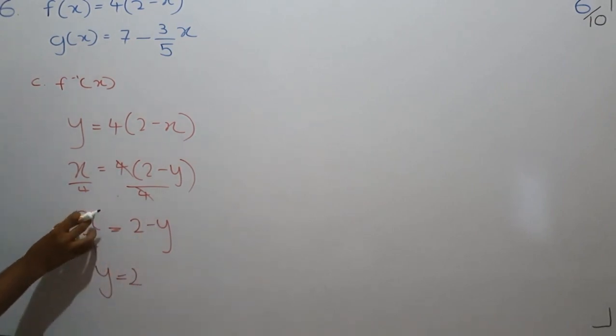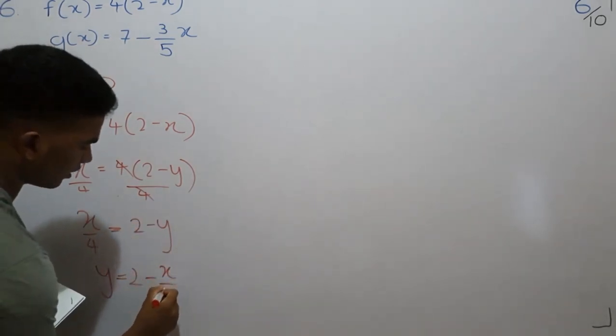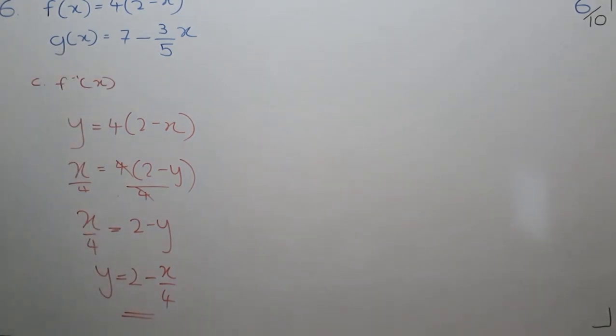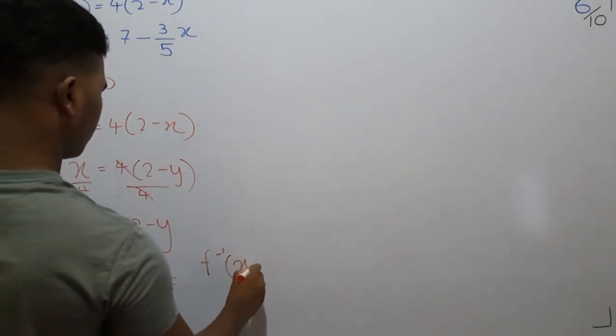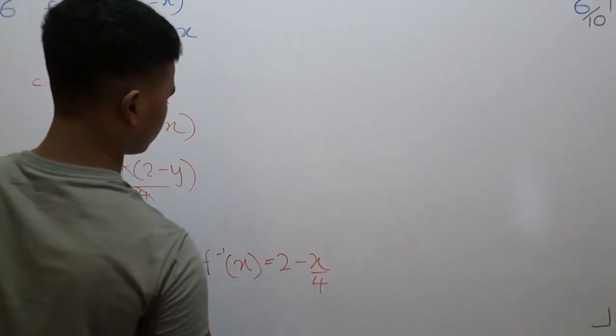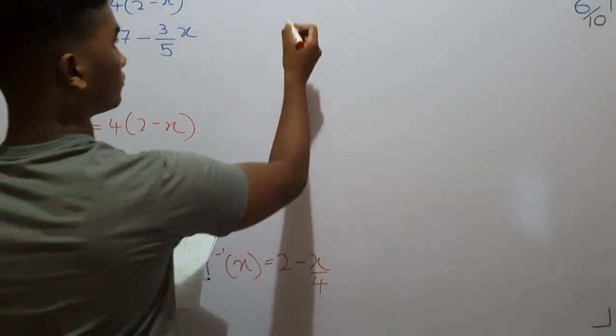Take the whole x over 4 term to the other side, it will become minus x divided by 4. So this is the final inverse value. You can write it like this, or you can write f inverse equals 2 minus x divided by 4. Part D.